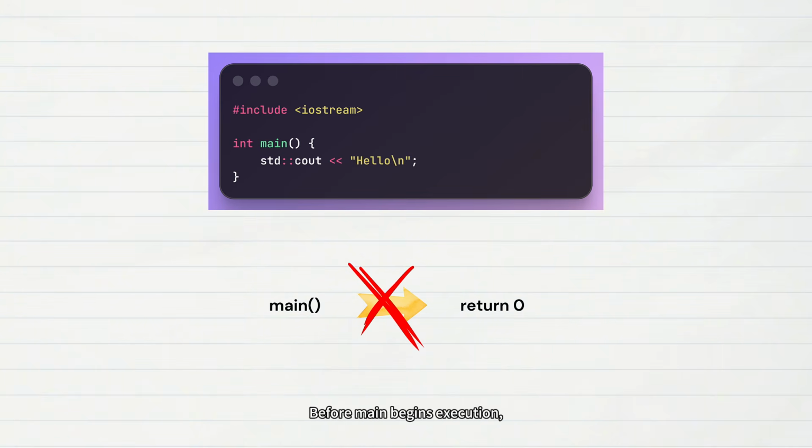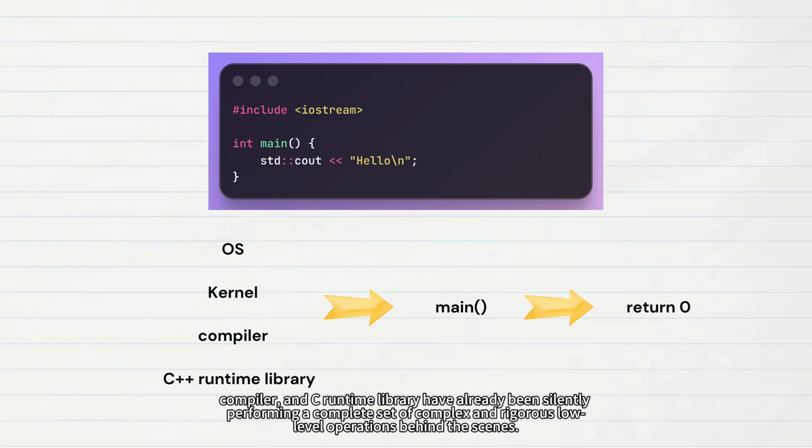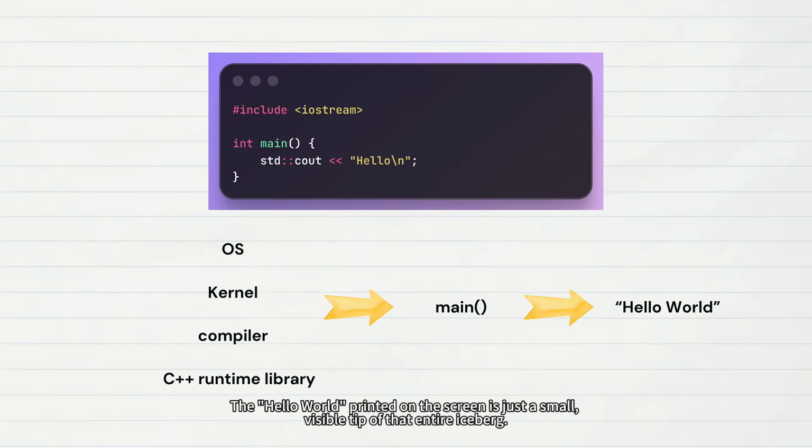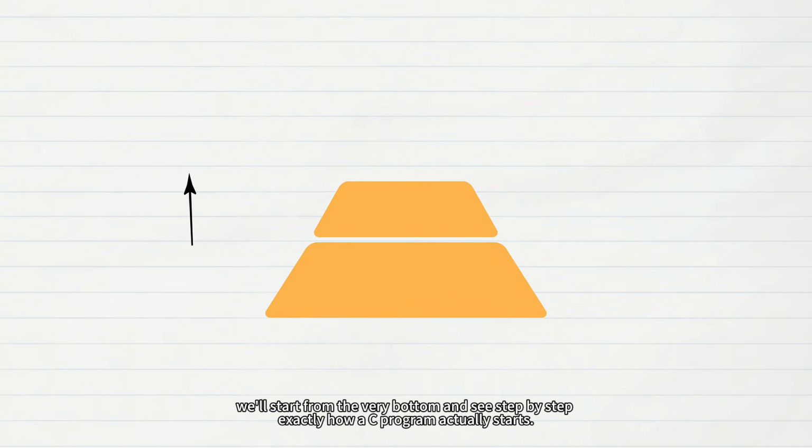Before main begins execution, the operating system, kernel, compiler, and C++ runtime library have already been silently performing a complete set of complex and rigorous low-level operations behind the scenes. The hello world printed on the screen is just a small visible tip of that entire iceberg. In today's video, we'll start from the very bottom and see step by step exactly how a C++ program actually starts.